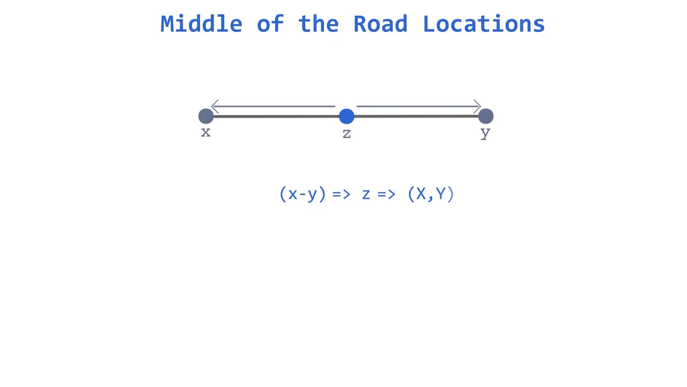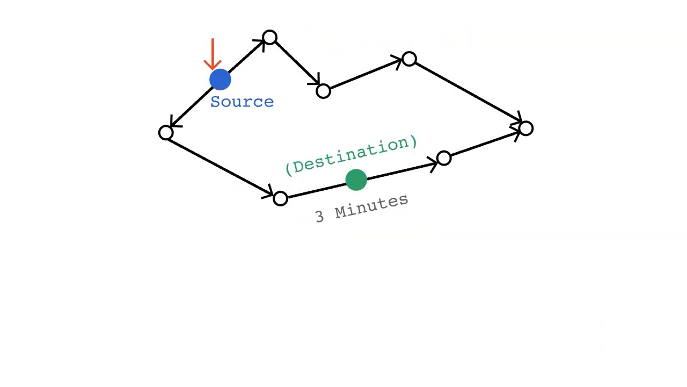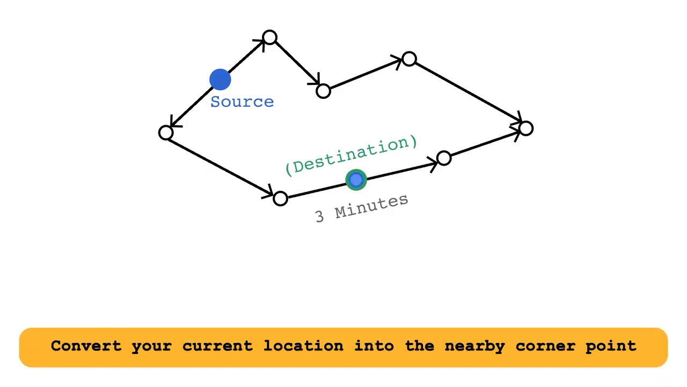Let us say capital X and capital Y. This is the time taken to reach X from Z and the time taken to reach Y from Z. Amongst these, you can choose the minimum, or you can choose that particular time which takes you closer to your final destination. So you're over here in the source. There is one position X over here, position Y over here. This is capital Y, this is capital X. Maybe capital Y is smaller, but it's taking you away from your destination. So you just go for this one. That solves this problem of locations being in the middle of the road. You convert your current location into the nearby corner point.